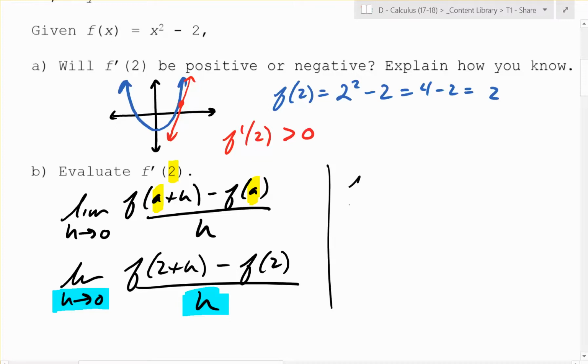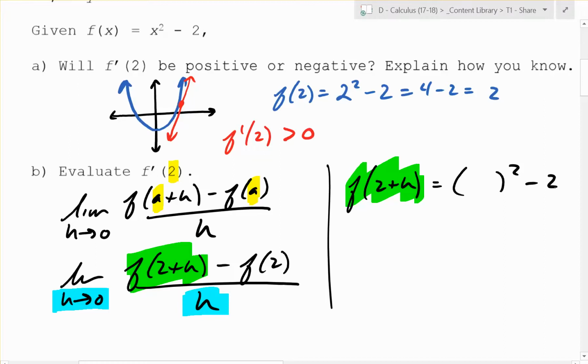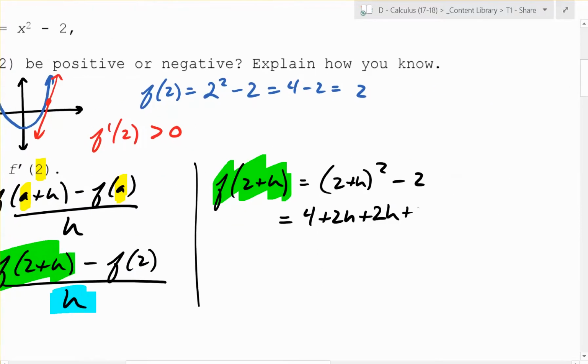As a side note, what is f of a plus h? Remember, that means we're doing this part right here. And instead of a, what did we write? We wrote 2. So it's f of 2 plus h. So we need to actually do that out, and that's the thing squared minus 2. Instead of x, it's now 2 plus h. So what's that going to be? 4 plus 2h plus 2h plus h squared, and then minus 2, because this part right here became that.